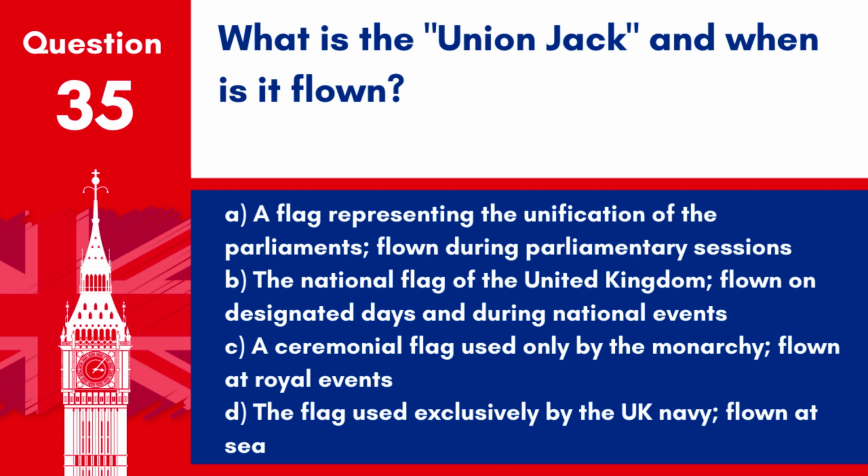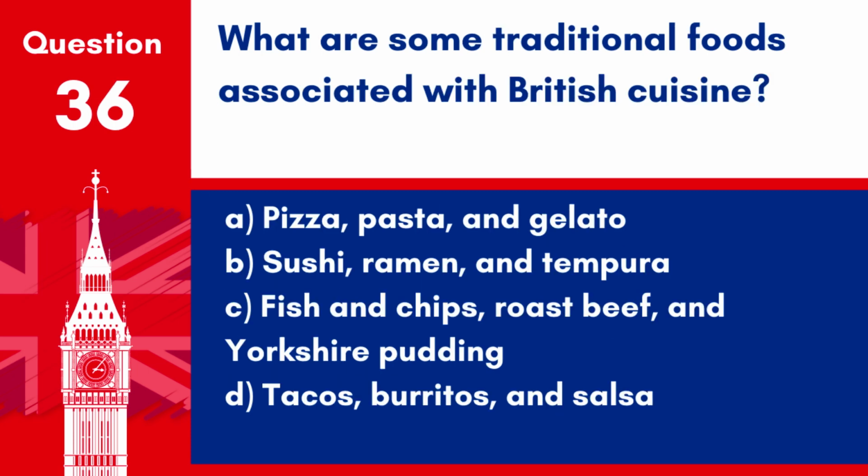Answer: B. The national flag of the United Kingdom, flown on designated days and during national events. The Union Jack, also known as the Union Flag, symbolizes the administrative union of the countries of the United Kingdom. Question 36. What are some traditional foods associated with British cuisine?